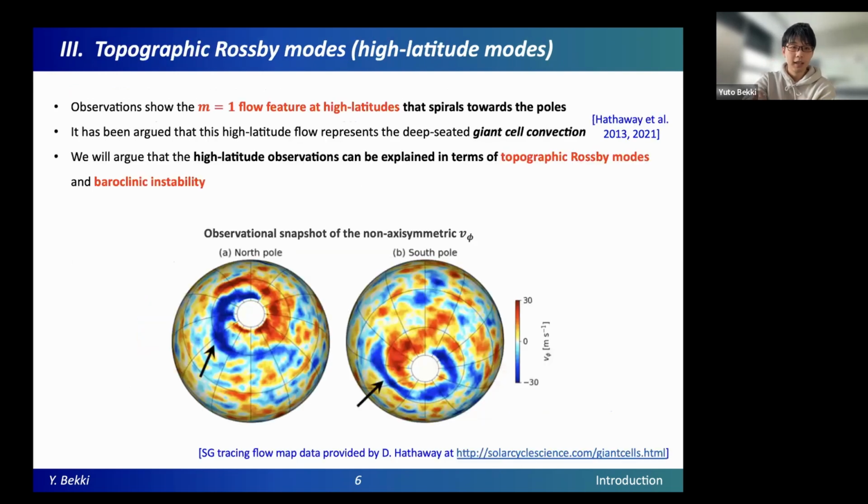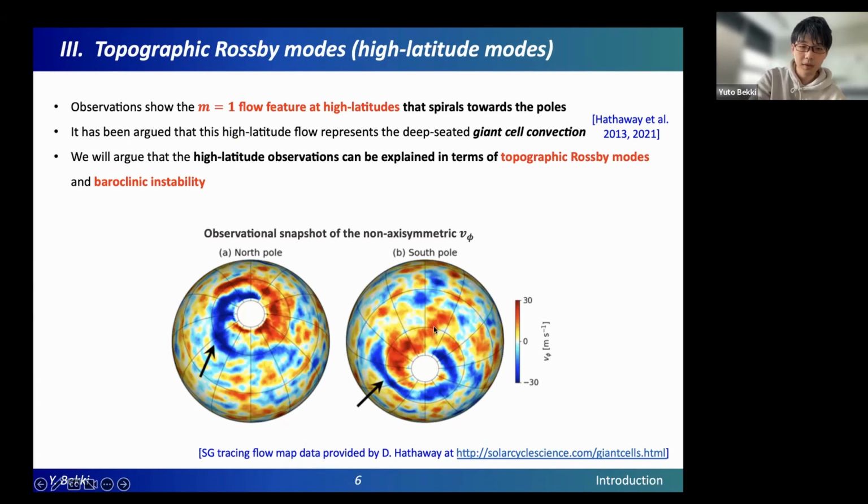All right. And for the topographic Rossby modes, or high latitude modes, as I said, they have not really been discussed in previous literature, but we will argue that they should be closely related to some solar observations, which were already reported but misidentified so far.